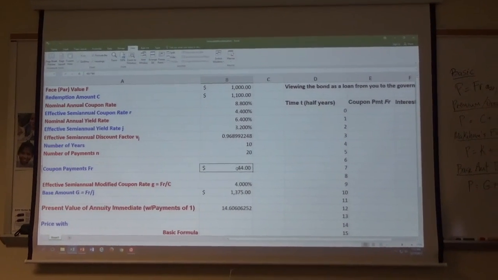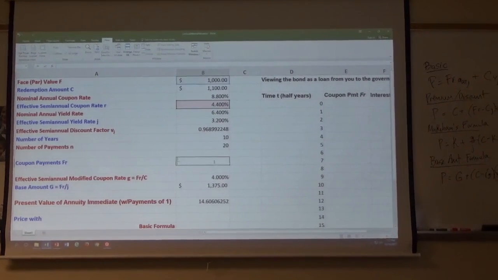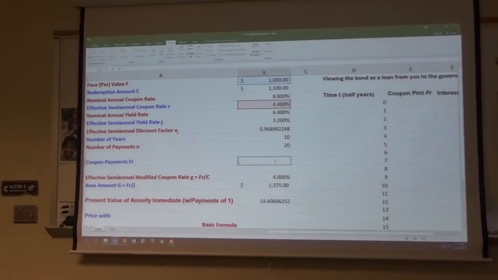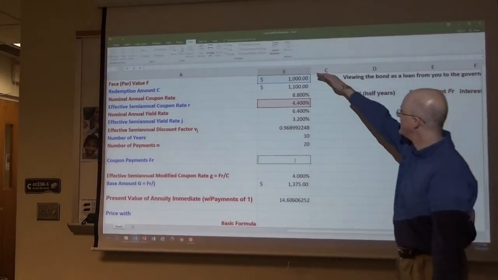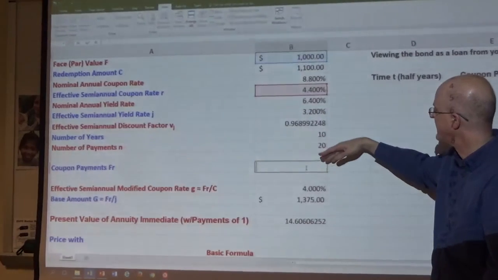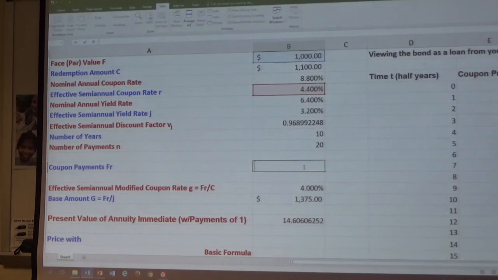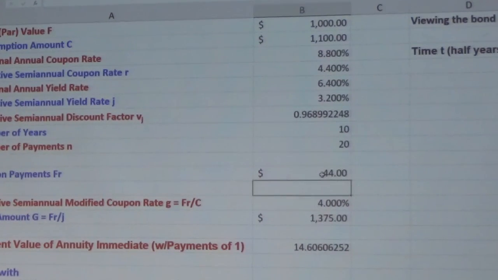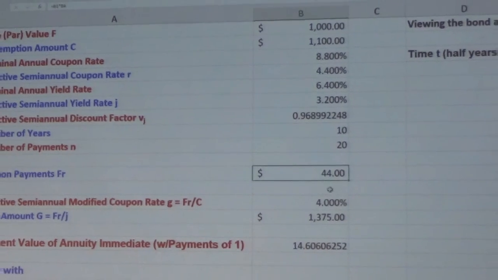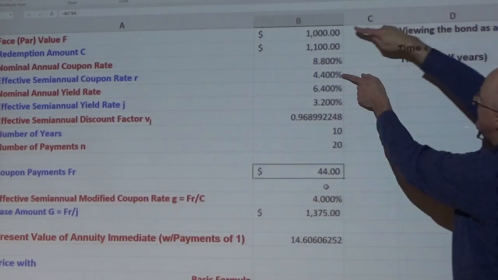Here are the coupon payments. Let me go ahead and just retype the formula here, although I deleted it. You can see I took it from these two cells. The formula is F times R, so I can type equals B1 times B4 as the amount of the coupon. $44 in this case, 4.4% of 1,000.